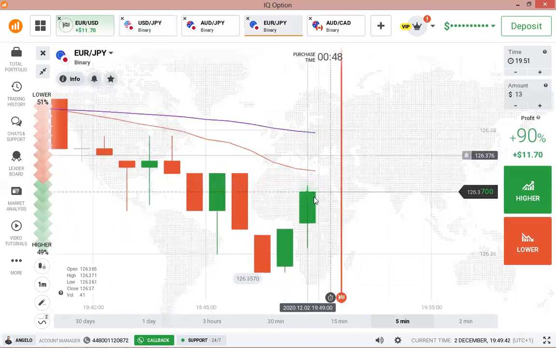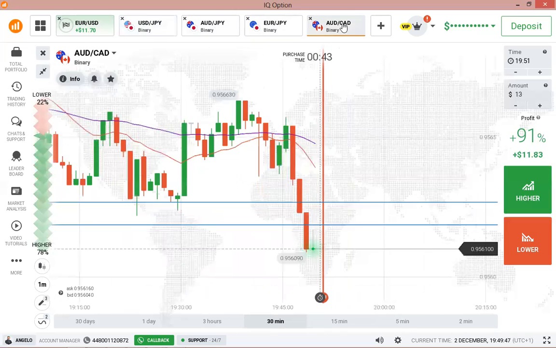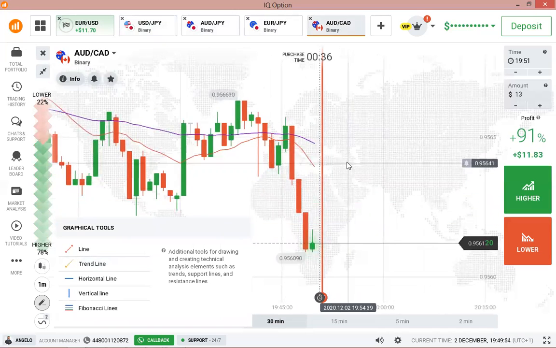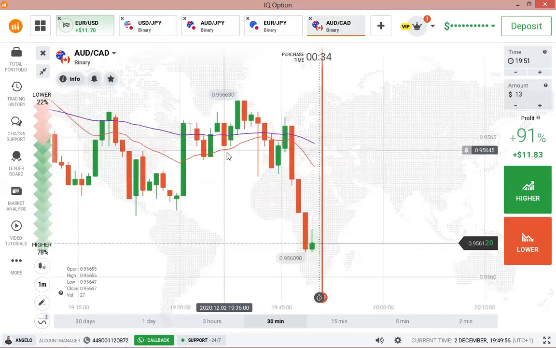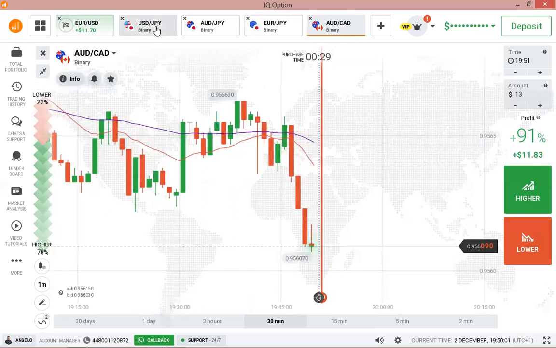Okay, so the buyers are now approaching. If buyers close here with a rejection, then I'll go with sellers. So with moving averages, the market does not respect the lines you draw. The market does not respect one moving average line. It respects areas.